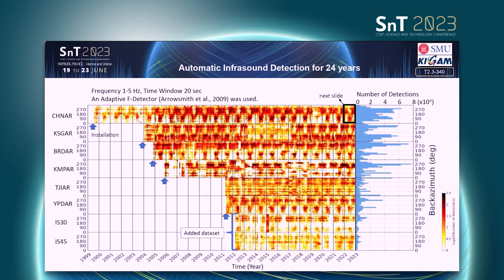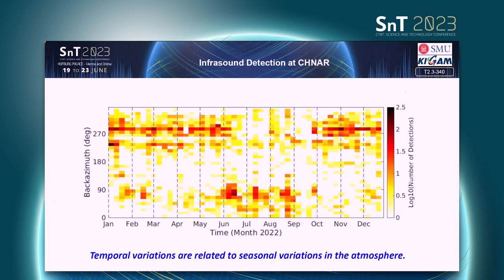The other interesting point is that we have some seasonal variation of detection back azimuth. If we take a look at the very small black box in the next slide, this shows the infrasound detection density at CHNAR for 1 year. As you can see, during the winter and springtime, we have strong infrasound detection from the northwest, and this changes direction during the summertime, when the dominant detection is from the east. This is the typical stratospheric wind direction change in the Korean Peninsula, so it affects our detection results as well.